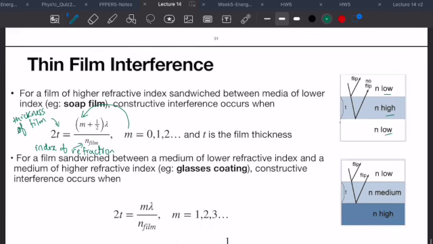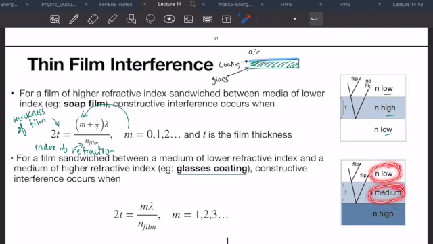But what if we're talking about a coating on your glasses? So let's think about it. In our glasses, we have some kind of a glass lens. And then on top of the glass lens, you might have a thin coating. And that coating could be for all different purposes. Let's say it's some kind of an anti-reflective coating. That's an example. So in that case, we would be going from air to coating to glass. And in terms of index of refraction, we're going from low to medium to high.